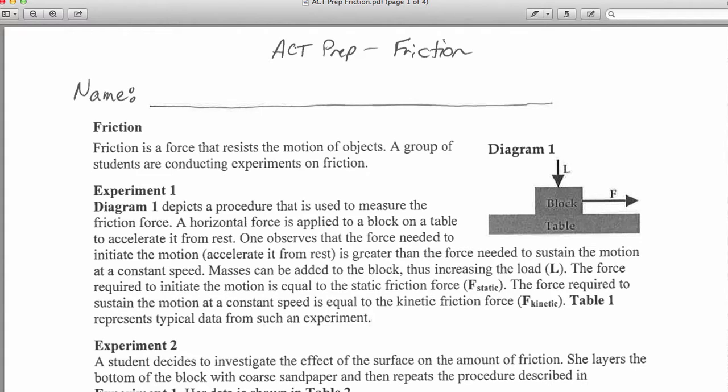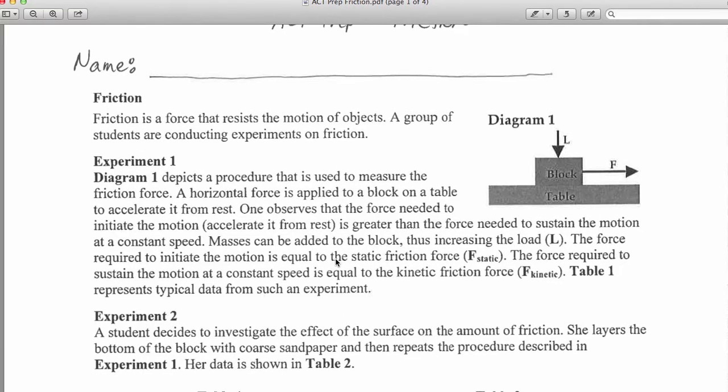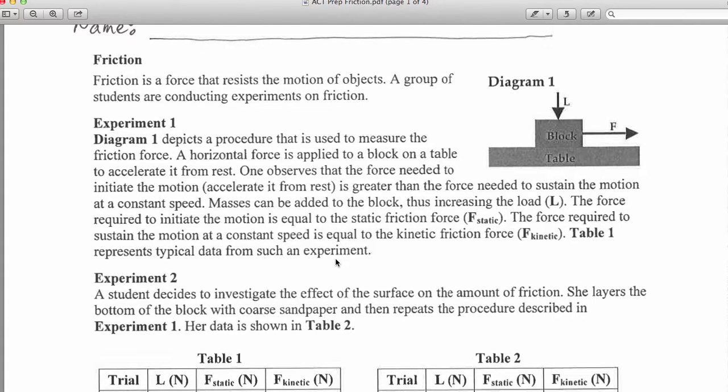Today we'll be reading an ACT prep on friction. Friction is a force that resists the motion of objects. A group of students are conducting experiments on friction. Experiment number 1. Diagram 1 depicts a procedure that is used to measure the friction force.